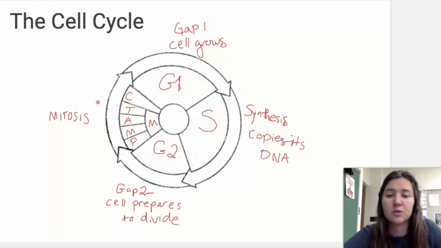So we have mitosis. That is when the cell divides. So we can write that down here: cell division. And we'll talk about each of these in just a minute. But that is the cell cycle.